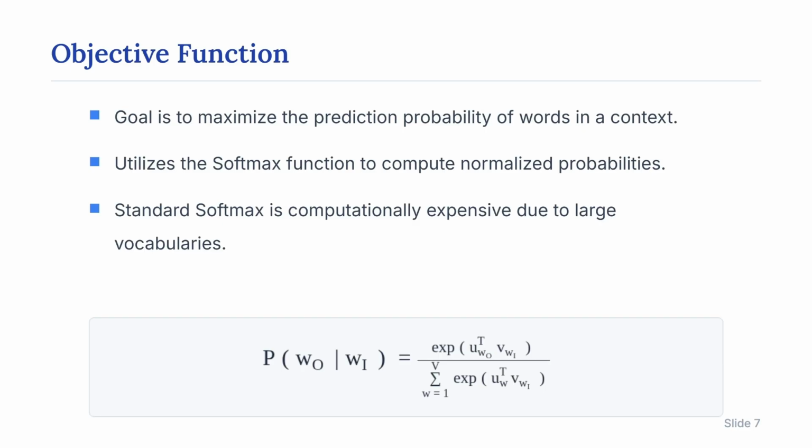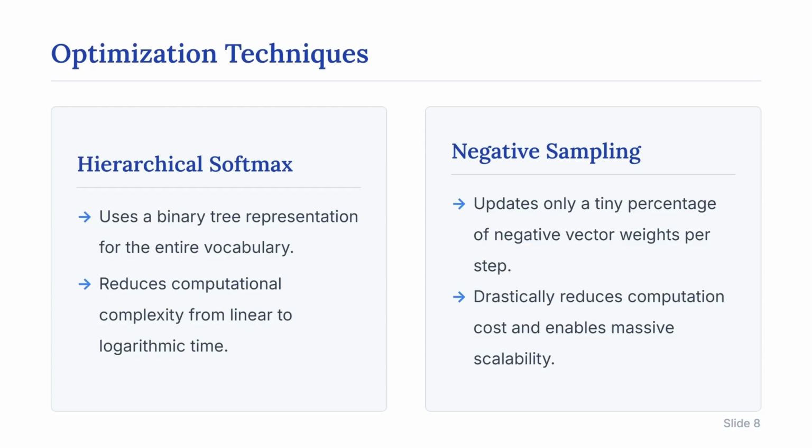And this is exactly where the optimization techniques come in. These techniques are designed to reduce computation while still learning high quality embeddings. So to overcome the computational challenge of softmax, the paper introduces two key optimization techniques, hierarchical softmax and negative sampling. Let's start with hierarchical softmax.